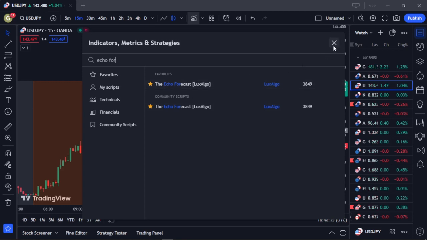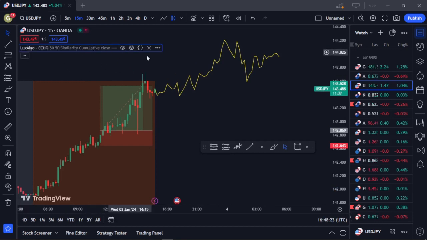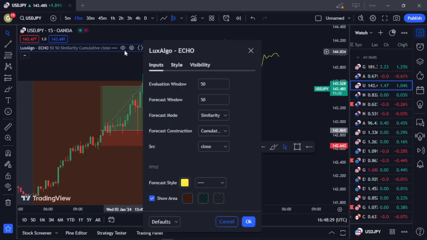For me, I already have it on the chart, so I'm going to show you how you can set it. Assuming you hit on this indicator and you open it up, all you simply have to do is come over to here, and once you add it, you see it on your chart like this, but with a different color. You have to set it. So simply come over to here and then hit on settings.